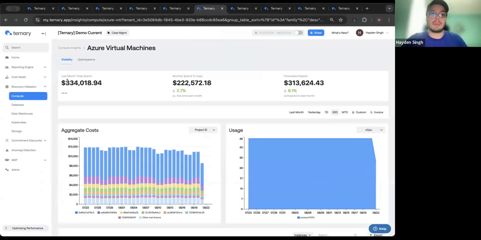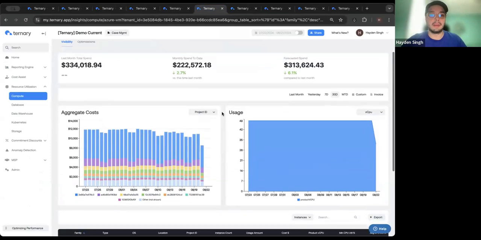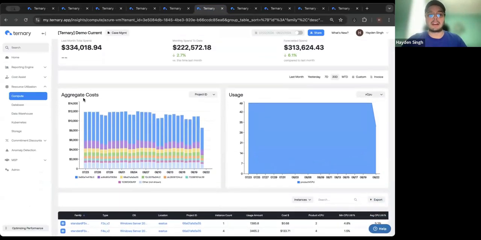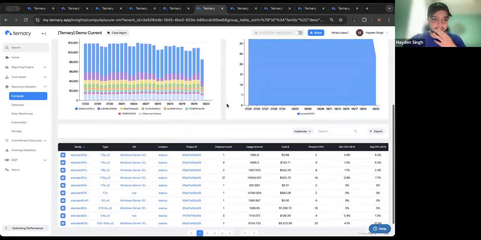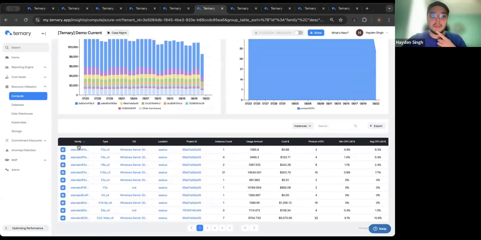So this is going to be showing me my last month total spend, my monthly spend to date, and any of our forecasted spend that we see over the coming month. Now, there's a couple of different ways we can aggregate the cost. This is going to be things by project ID or your subscription ID, your location, your family, your category. And then when we look at the usage, we're pulling in your CPU, your memory, your network, and disk. And by pulling in some of those metrics, we can see the different families that are being consumed today and the different instances that are tied to those families.